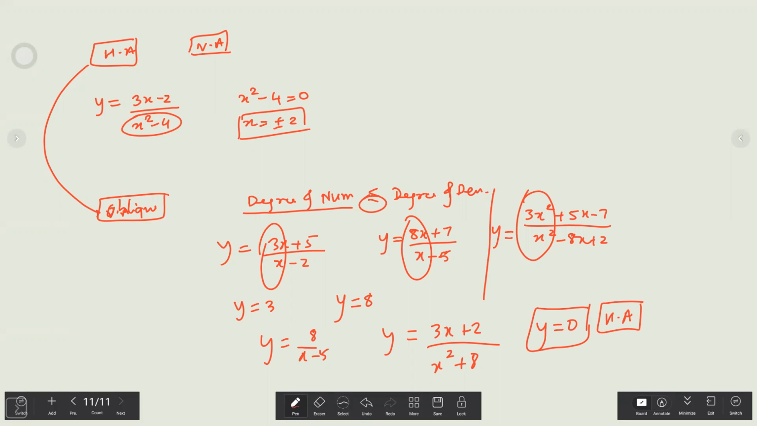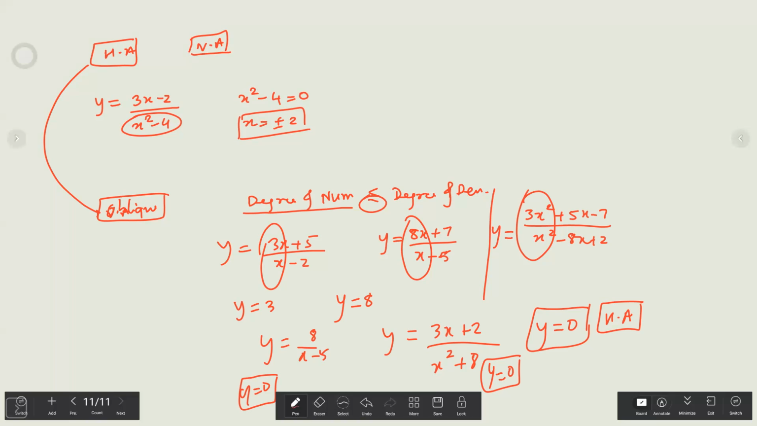So as a shortcut, you can remember: if the degrees are equal, then you look at the coefficients. If the degree of the numerator is lesser, blindly you can write down y equals 0 is the horizontal asymptote. Whenever degree of numerator is smaller, here y equals 0. Okay, so that's about the vertical and horizontal asymptote.